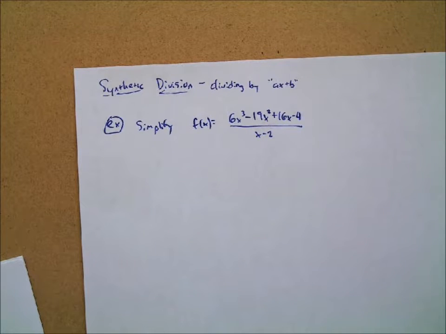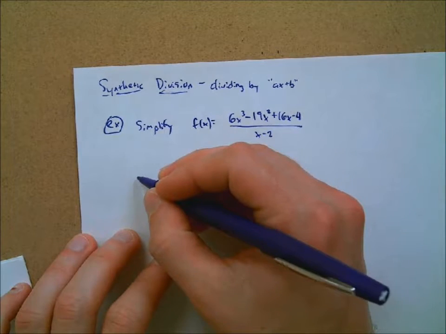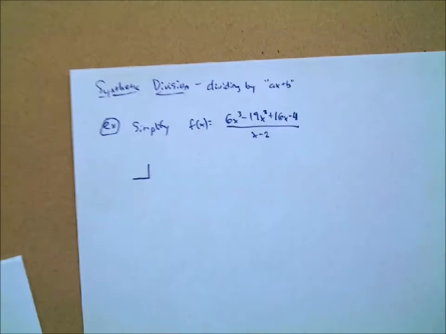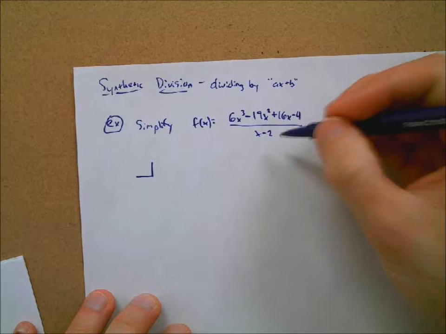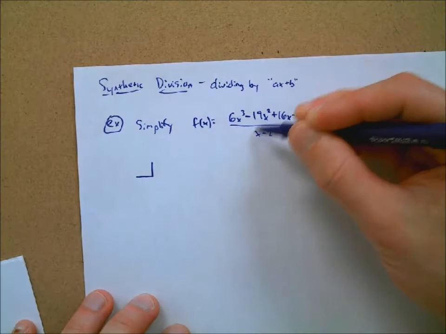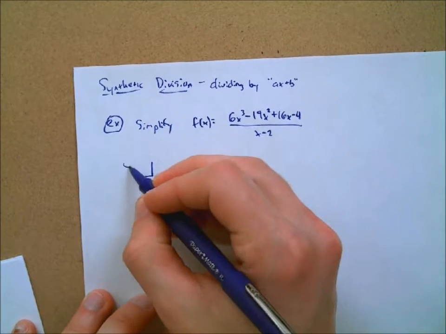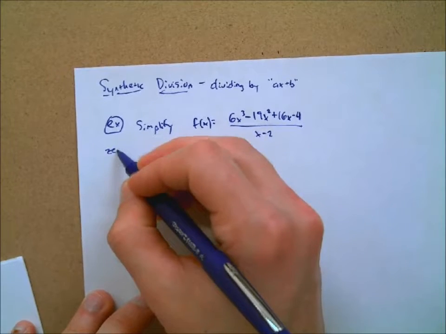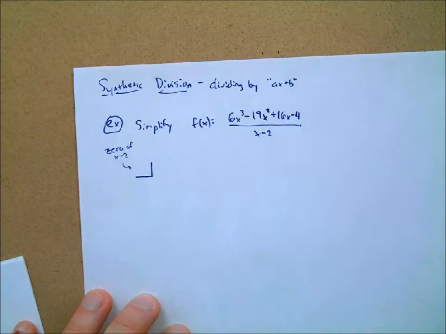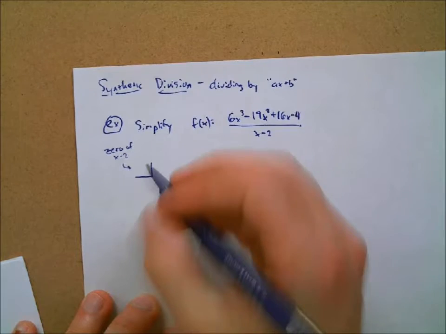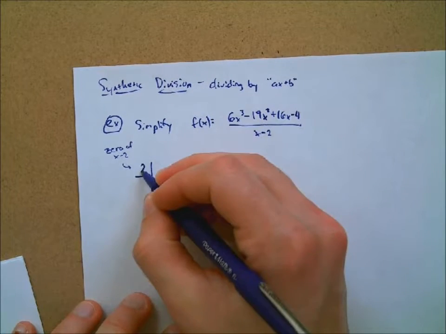But this is a way we can also see that it works for synthetic division as well. Okay, so the setup for the synthetic division, and different teachers write this in a slightly different format, but we're going to start by drawing a little box right there. And in that box, we're going to put the zero of what we're dividing by. So in here is the zero of x minus 2. What's the zero of that? Well, it's 2, right? 2 makes that 0.